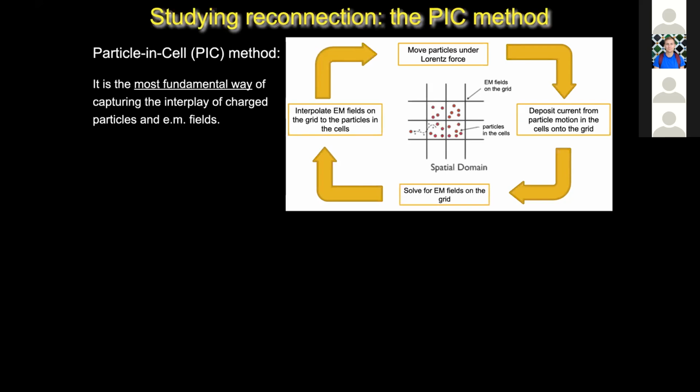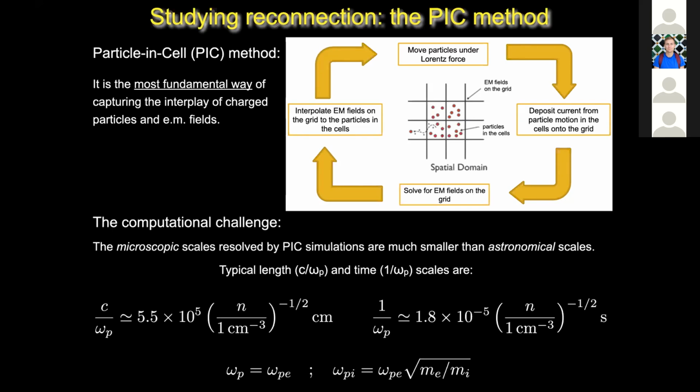The pro is that we can capture the physics of particle acceleration from a fundamental level. The con, the disadvantage, is the fact that the time scales of plasmas and the length scales of plasmas are much smaller than astrophysical scales. So they're listed here. The skin depth, c over omega p, is called the plasma skin depth. Omega p inverse is the inverse of the plasma frequency, the characteristic plasma time. They're much smaller than astronomical scales. So careful extrapolation is needed from plasma scales to astronomical scales.